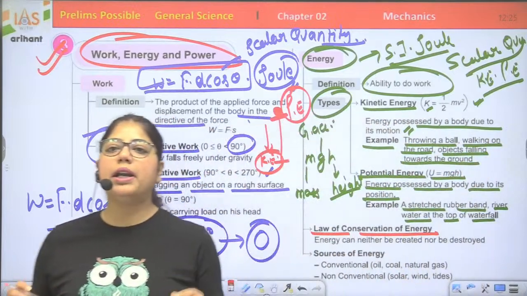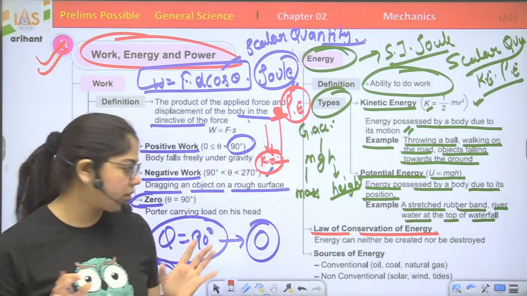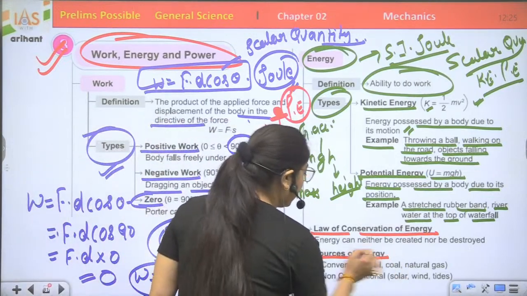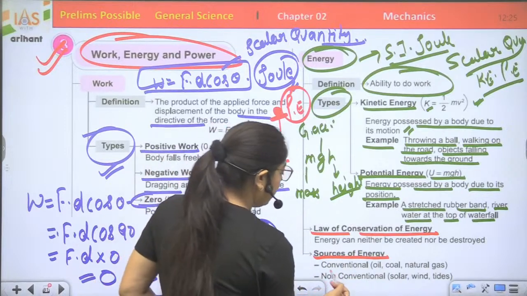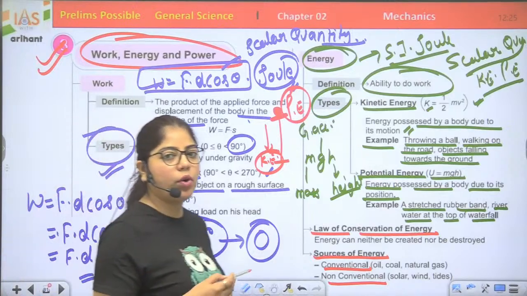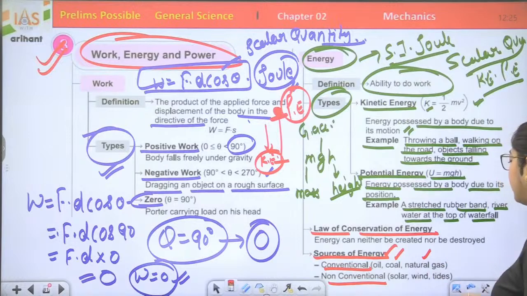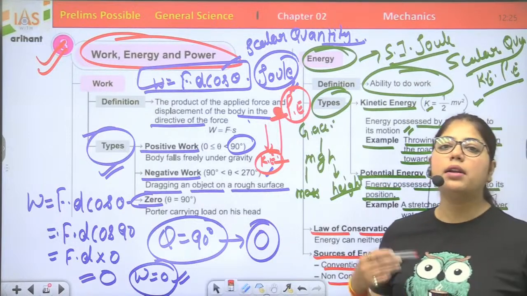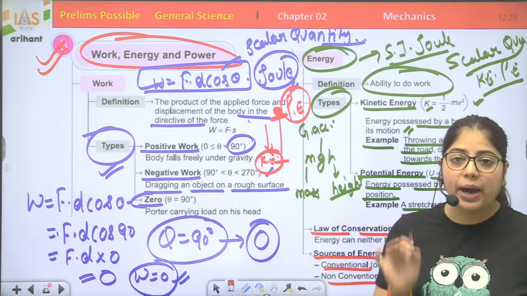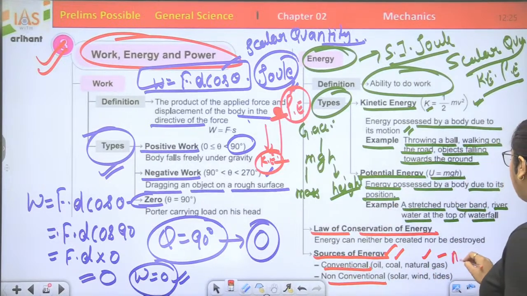Energy can neither be created nor be destroyed. This is the first law of thermodynamics. Clear? Sources of energy: conventional and non-conventional. Conventional sources, which we have been using over the years, are oil, coal, natural gas, wood. All these are conventional sources, but they are non-renewable. Clear? They are non-renewable. We never renew these things.